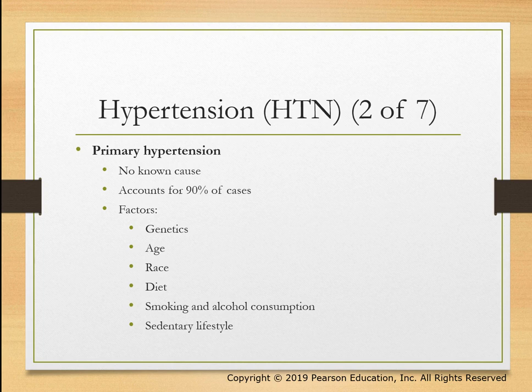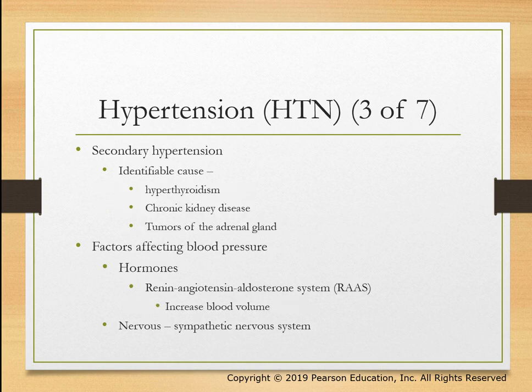Okay, so about 90% of cases, basically you have high blood pressure. There are many factors like genetics, age, race, diet, right, smoking, alcohol, sedentary lifestyle that are all going to contribute to this. But again, genetics is a big one, right? But definitely sedentary lifestyle, smoking, and your diet is going to contribute to it a lot.